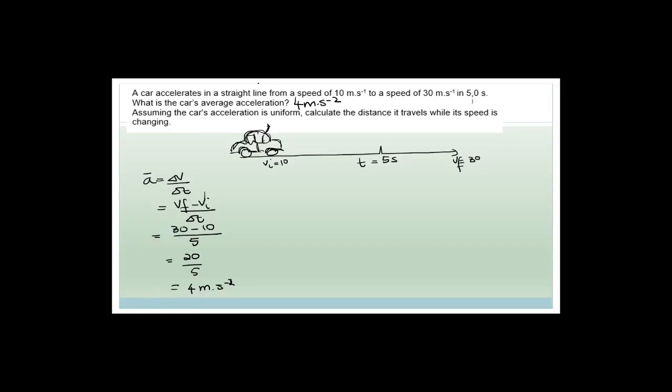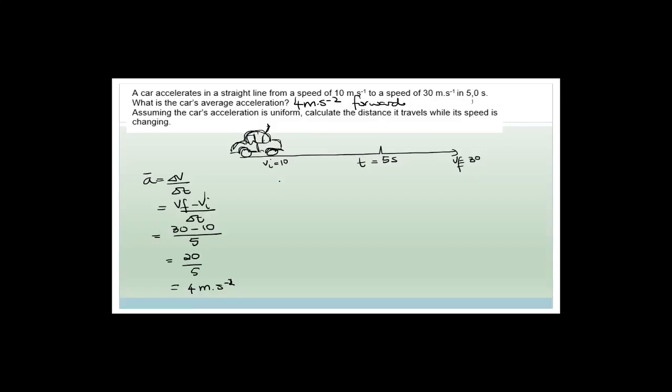Now, it's kind of tricky, because acceleration is effectively, even though they're giving you speeds, a vector. So if they ask you what is the car's average acceleration, you would have to say 4 meters per second squared forward. You can't just write 4 meters per second squared, because acceleration by definition is a vector. And it says, assume the car's acceleration is uniform. Calculate the distance it travels while its speed is changing.